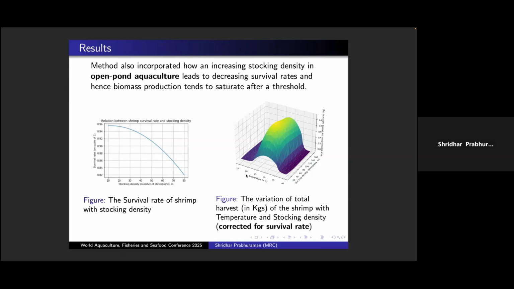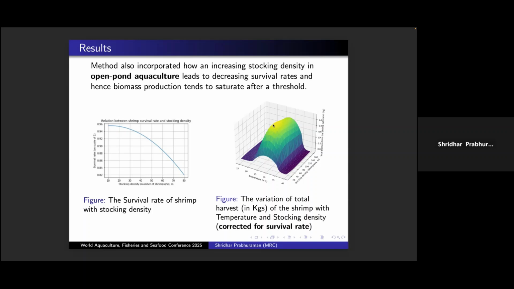Now, it cannot always be about just the environmental factors in the region. From a practical perspective, there is also an aspect of survival rate that we have taken into consideration and incorporated. With an increase in stocking density, there is definitely a decline in the overall survival rate of the shrimp. So now, taking that into consideration, we can see that given the optimal temperature, as you increase the stocking density, the saturation hits much earlier.